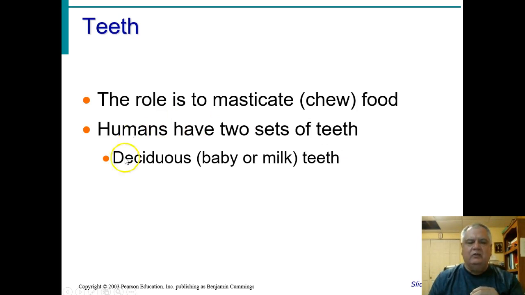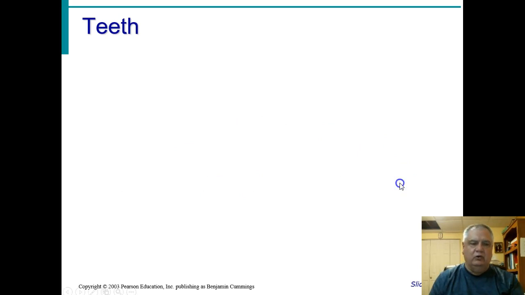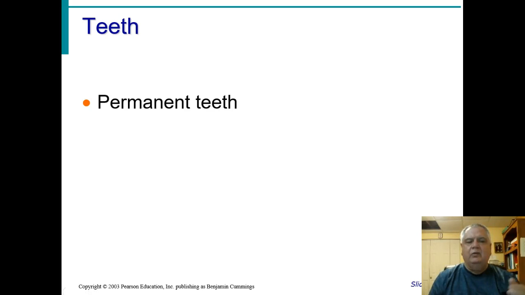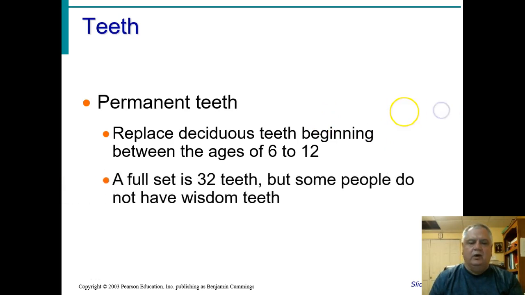But the same concept here, deciduous teeth, because they're going to fall out and they're going to be replaced by the permanent teeth. As far as the deciduous teeth go, there are 20 teeth, and they're fully formed by the age of 2 or thereabout. However, as we mentioned, they will be replaced by a second set of teeth, the permanent teeth. The permanent teeth will begin to replace the deciduous teeth around the ages of 6 to 12.